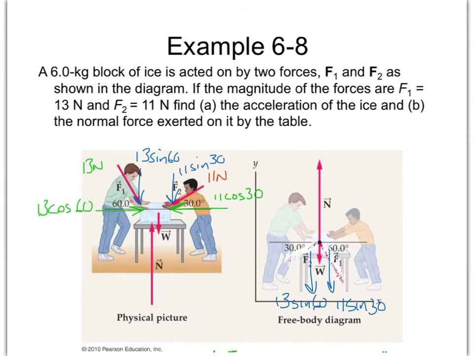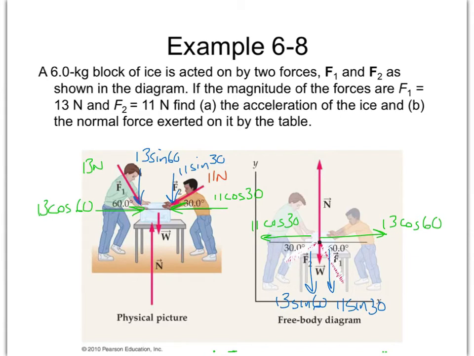And then we have the x forces. The boy on the left is applying a force this way, so we said that was 13 cosine 60, right? And the boy on the right is applying a force of 11 cosine 30 in this direction right here. So what can we assume?